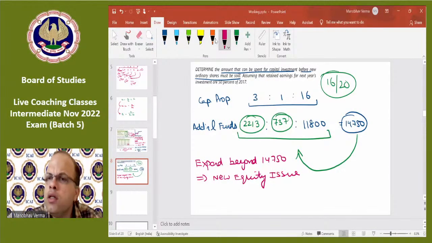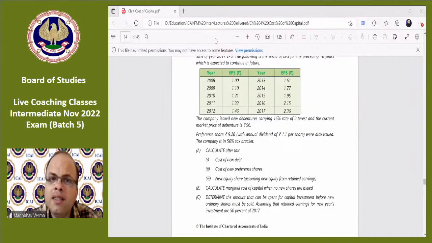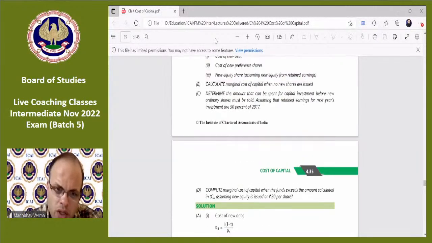And that is what is my requirement of question number C. The amount that can be spent for additional investment before the new ordinary shares must be sold. A point which is a little tricky, but yet interesting. But once you understand this, we also have a question number D on the top of the next page. Compute the marginal cost of capital when the funds exceed the amount calculated in C, assuming new equity is issued at 20 per share. Now what?